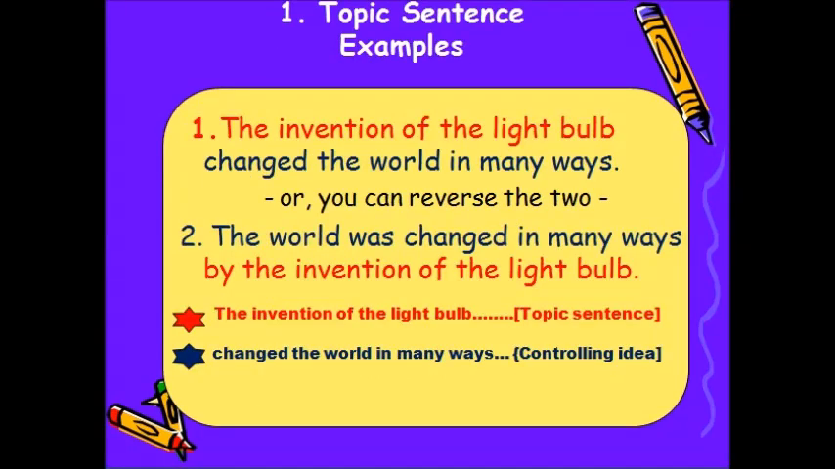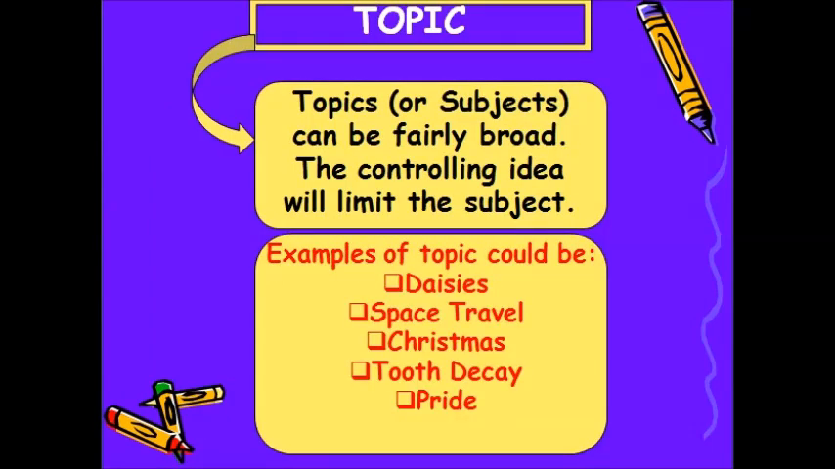Here is an example of a topic sentence. The invention of the light bulb changed the world in many ways. You can reverse the two. The world was changed in many ways by the invention of the light bulb. The invention of the light bulb is the topic of the sentence, and the change of the world in many ways is the controlling idea.